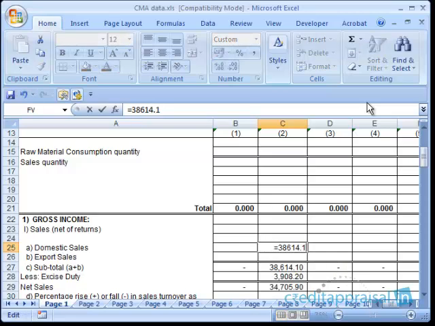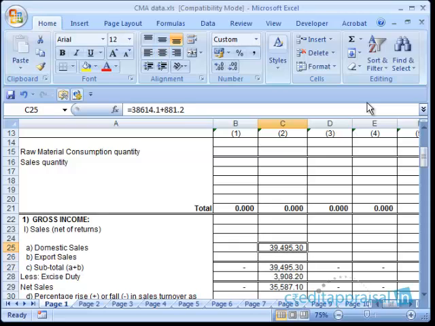So in Excel you have to start with an equal to sign. So equal to 881.2 crores, right? This is the other operating income. We have put it under the domestic sales, right? So when you enter, you'll get the total domestic sales.